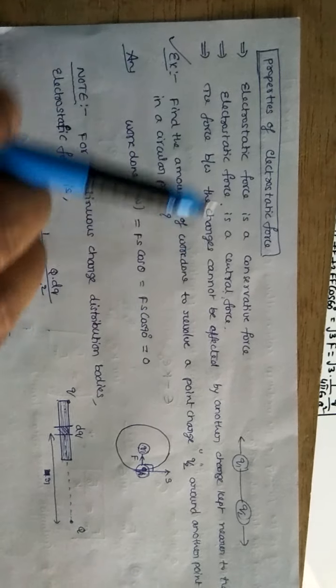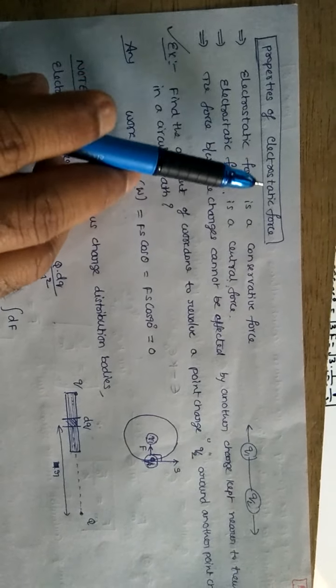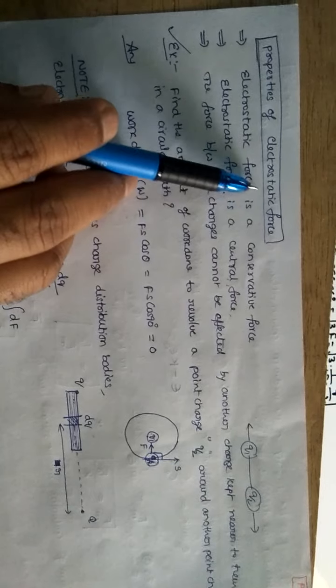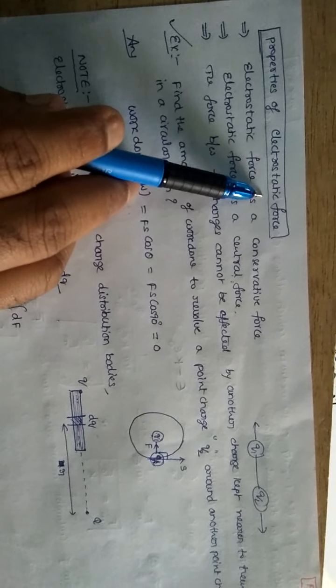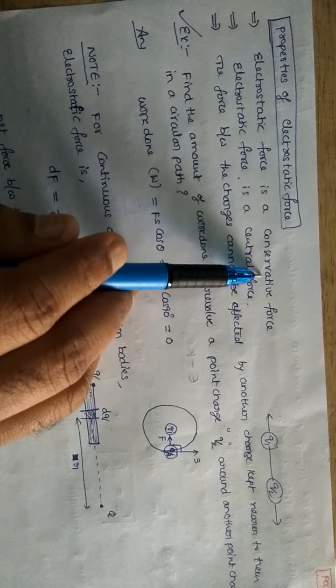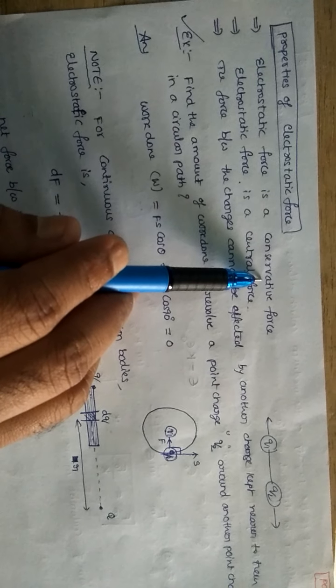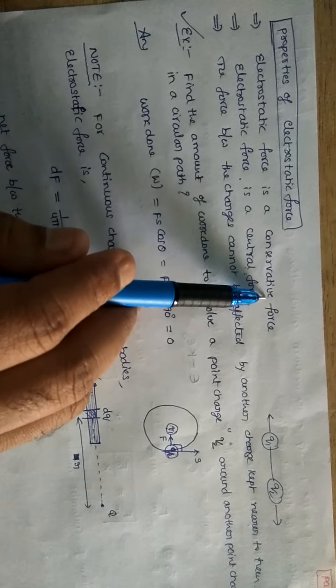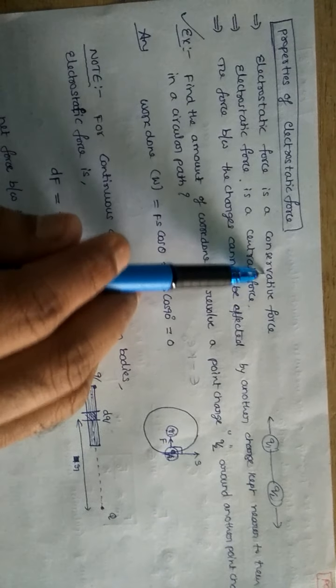Hello students, coming to the properties of electrostatic force. Just now I explained electrostatic force, Coulomb's inverse square law. Properties: electrostatic force is a conservative force, which you know very well from 11th class. Gravitational force is also a conservative force. Why is it named a conservative force?